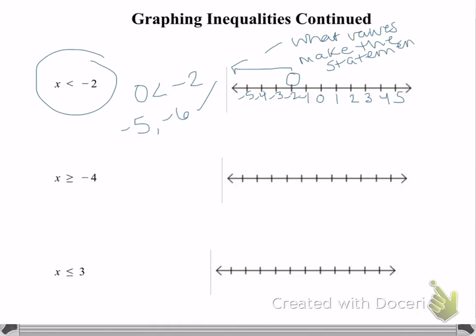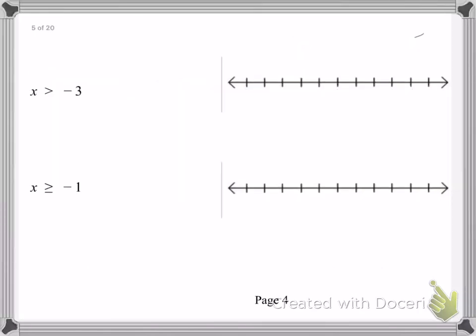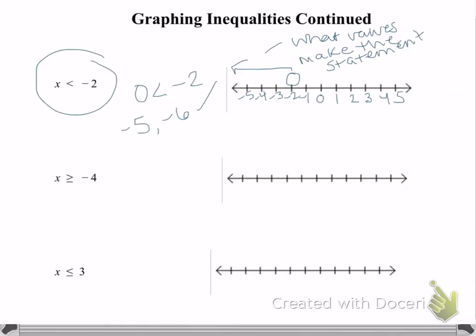What values make this statement true? That's the biggest thing. All right, and the circle just tells us where we start. So for our next one, we're at x is greater than or equal to -4.